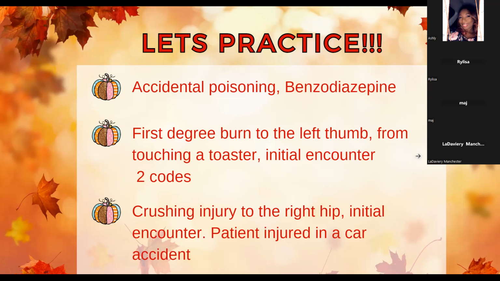Now the second code, and if you also go back to the beginning of T23, or the beginning of the section, it says use additional external cause codes to identify the source, place, and intent of the burn, right? So our source in this case is the person touched a toaster. So that's what we're going to look for, a toaster burn, essentially. So we're going to go back to the front of our book, and we're going to go not to the alphabetic index, but to the external cause index, which is right behind the table of drugs and chemicals.